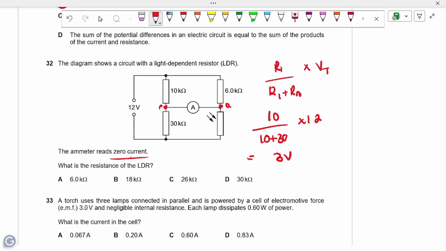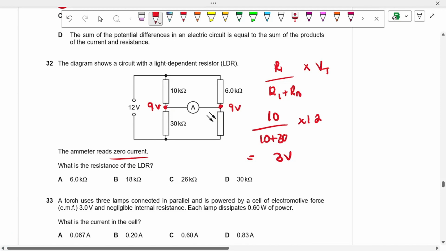Come on guys, you're left with what? 9. So I'll have 9 volts left here. So at this particular junction, I'm going to have 9 volts present. And then, because the ammeter reading reads 0, I'm also going to have 9 volts present.